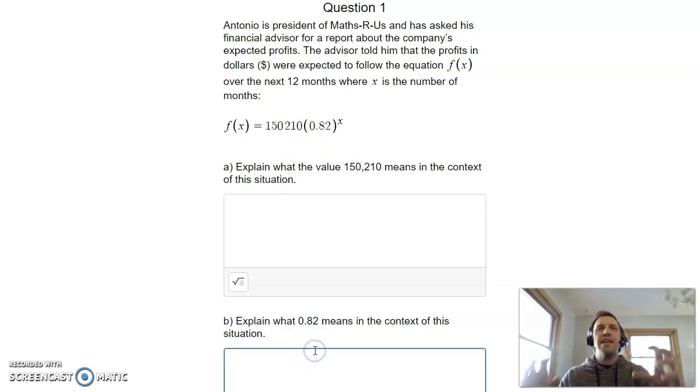Well, this means that it is decreasing, right? Their profits are decreasing over the next 12 months. And so how much are they decreasing by? I wanted to see you subtract 0.82 from 1 and see that it is 0.18, which means that it is an 18% decrease. So to get full credit on this type of problem, you have to say that it is decreasing by 18% since it is 0.18 less than 1.